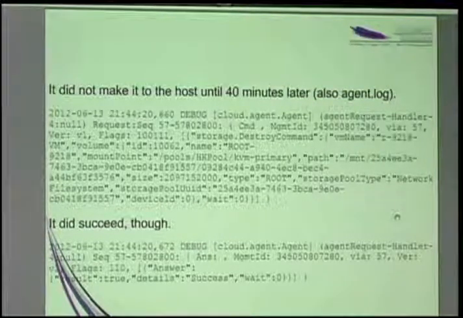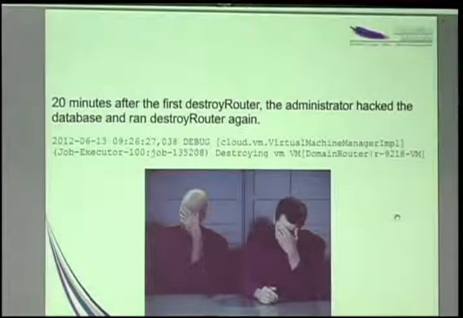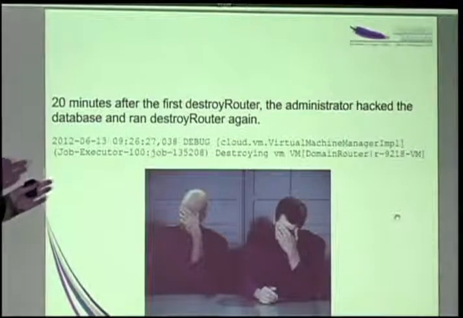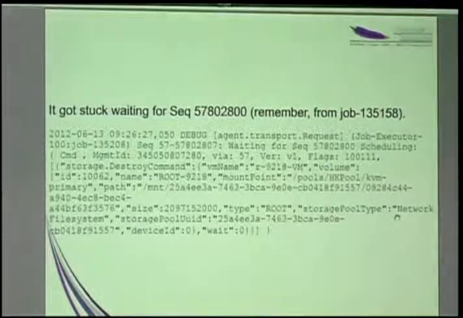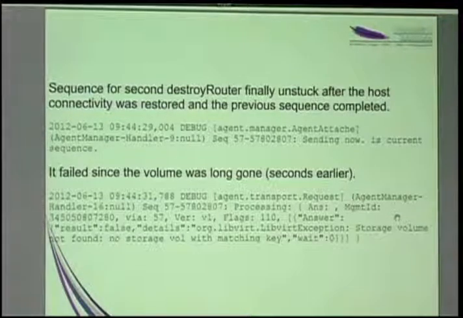But the admin's not that patient. So 20 minutes after the first destroy router, they hacked the database and re-ran destroy router. Double facepalm, right? And guess what happened? There's already a destroy router sequence queued up. So the second one is waiting. And then the first one actually finished, and then the second one is sent, and gee whiz, it can't run. It's already deleted.